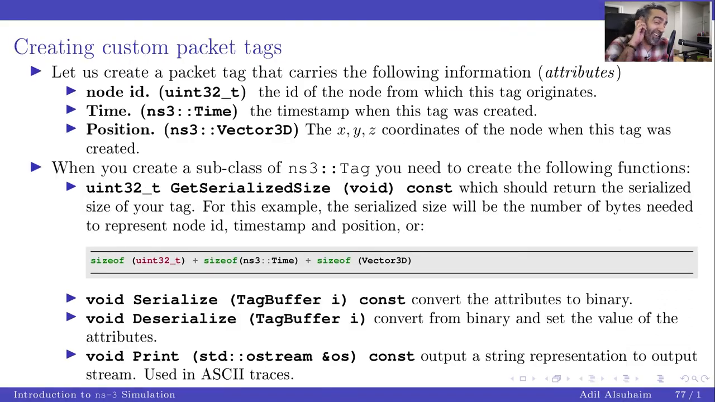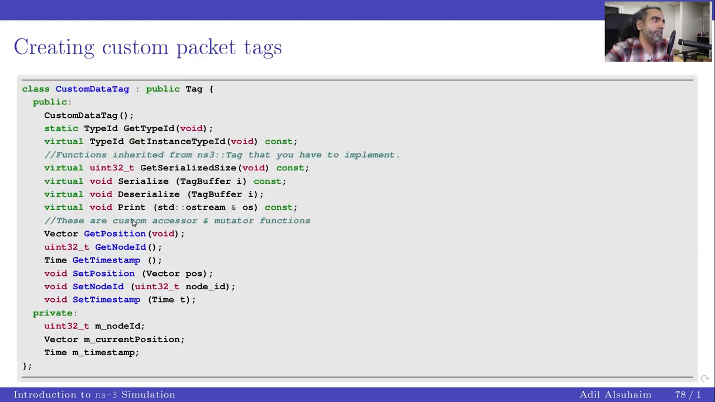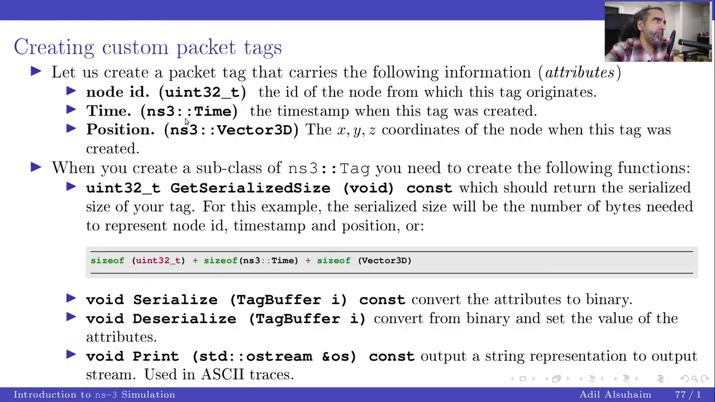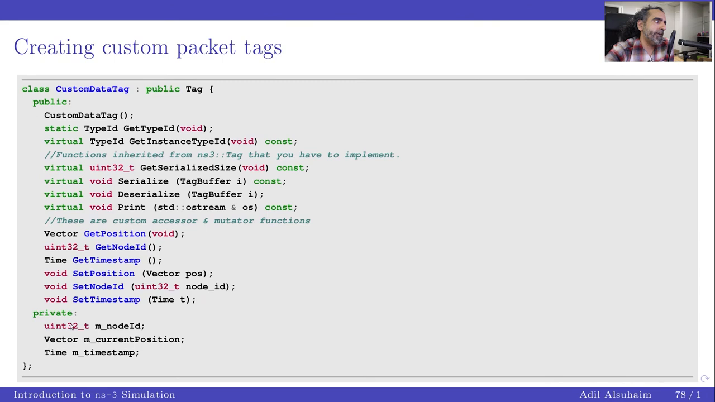The last thing here is packet tags. I do not expect you to create a packet tag if you're a beginner, but you need to create a class as a subclass of Tag. In this example, I have node ID, timestamp, and a position. And so I create instance variables. And I have accessors and mutators, and then the inherited functions from the tag have to be implemented.